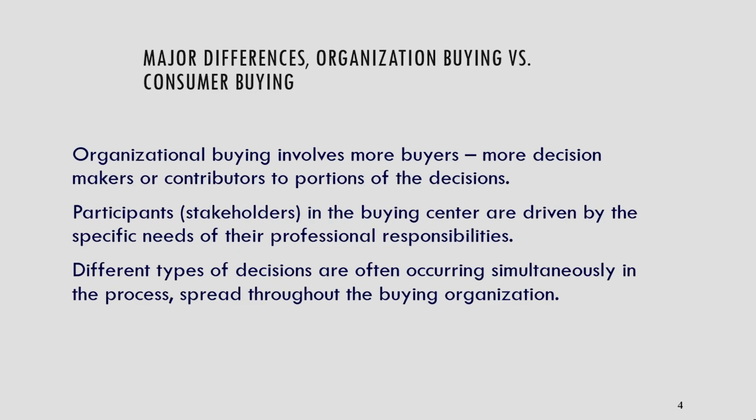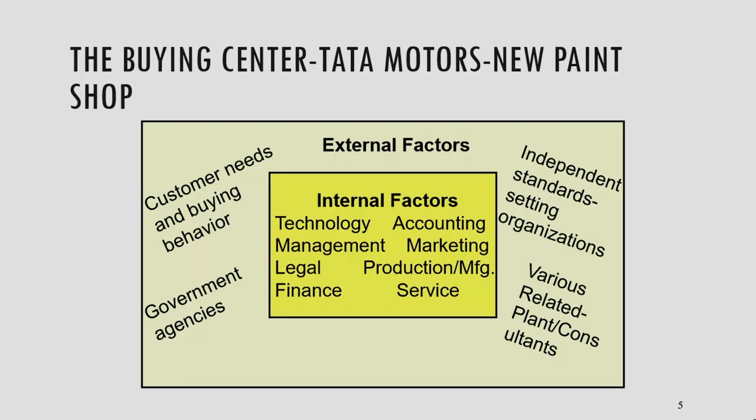So, the important point to note is that the different types of decisions are often occurring simultaneously in this flow, and also a lot of interactions happen among the different members of the buying decision unit, and that creates some changes. So, there may be again some interaction across the steps. This diagram sort of represents to you, we are taking as an example a new paint shop being set up by, say, Tata Motors.